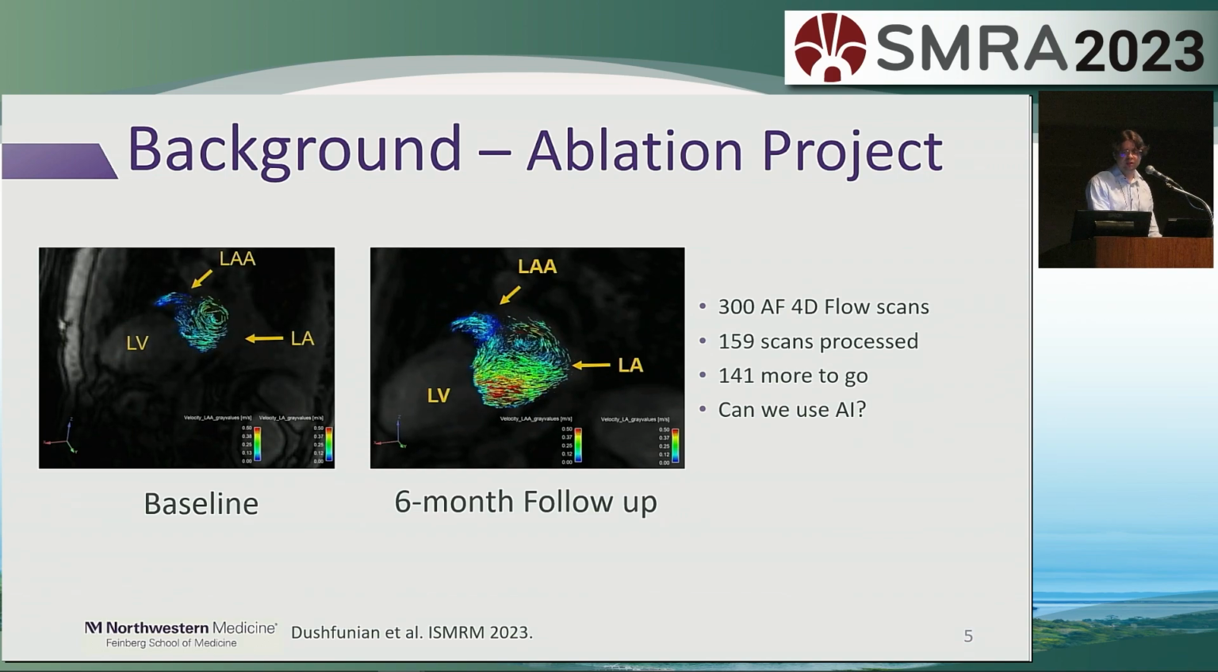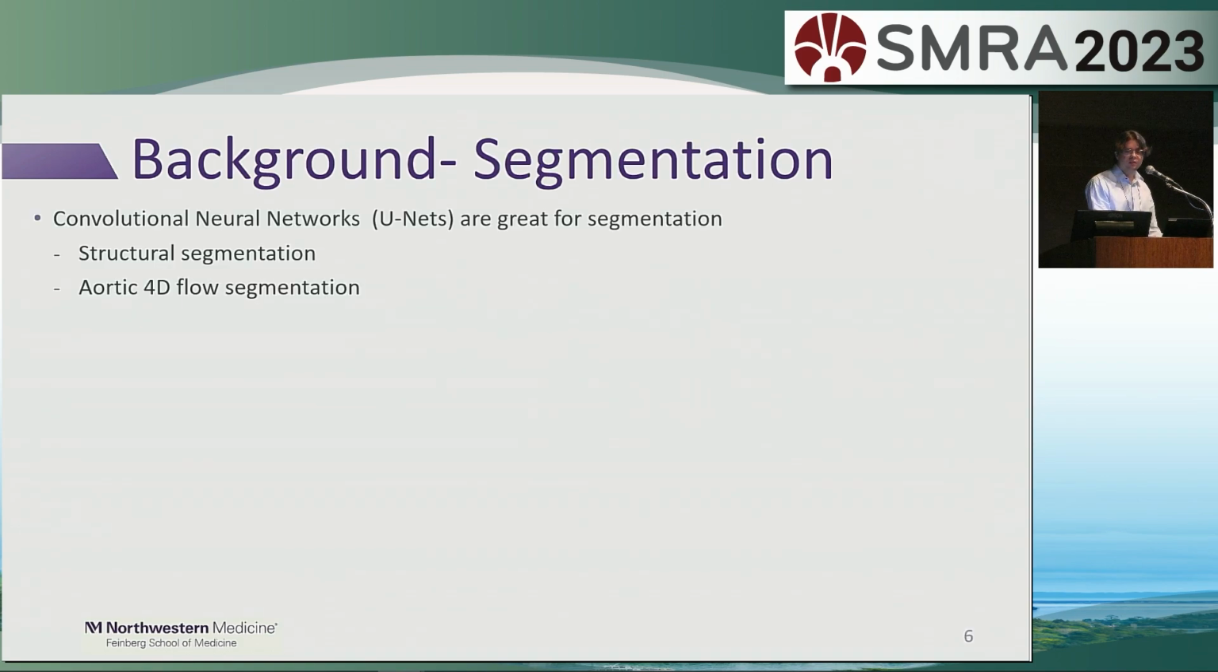So for this project specifically, we've analyzed a little bit over half of the data, but we still have more to go. And we want to know, can we use AI to sort of speed this up? It comes as no surprise that convolutional neural networks are great for segmentation, as we've seen them throughout this conference and others for a lot of structural segmentation. Michael touched on that we can do this for aortic 4D-Flow segmentation from Hobbins method, and Patrick just talked about how we can do this in the neurovascular as well.